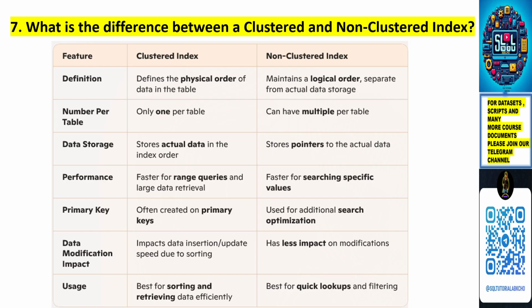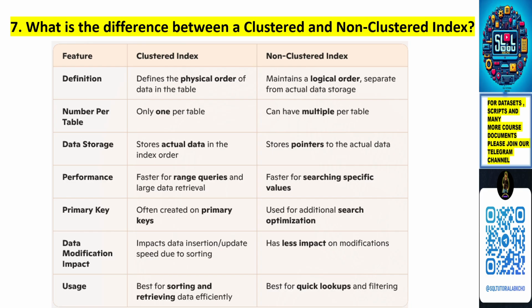Now according to performance, clustered indexes are faster for range queries and large data retrieval, whereas non-clustered indexes are faster for searching specific values. So both have different functionality for performance. Now according to primary key, a clustered index is often created on the primary key, whereas a non-clustered index is used for additional search optimization.